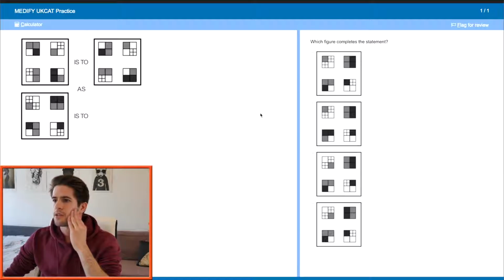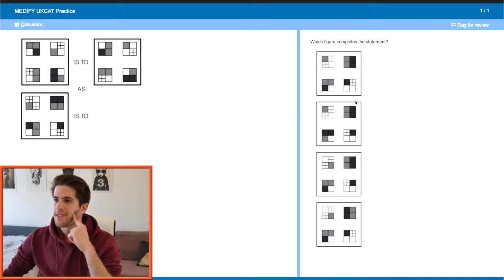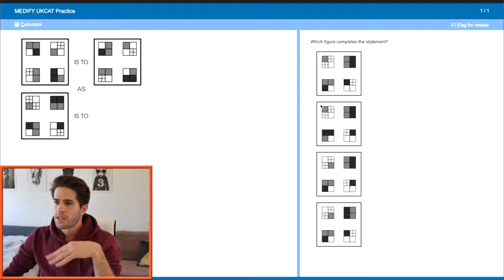So let's look at the answers. Oh, and they know that I know that too. So this answer, this answer, and this answer all have the two blacks in the top right corner. So I know it's either A, B, or C. I'm going to eliminate D. So now I have to look at something else that changes in order to distinguish these three different answers.